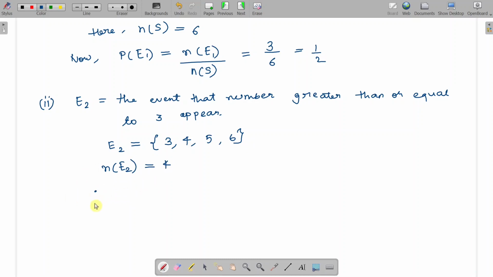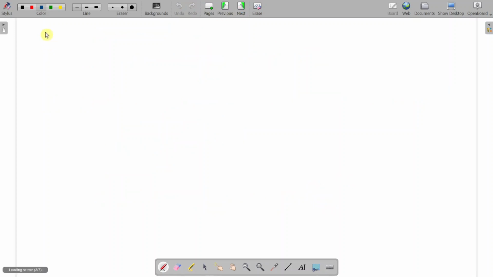Okay. So therefore probability of the event E2 that we have to find, right? So this is equal to n of E2 divided by n of S. So this will be equal to 4 by 6, and that is nothing but 2 by 3. Okay. So now let us go to the third event.